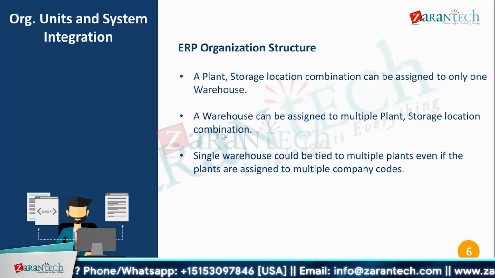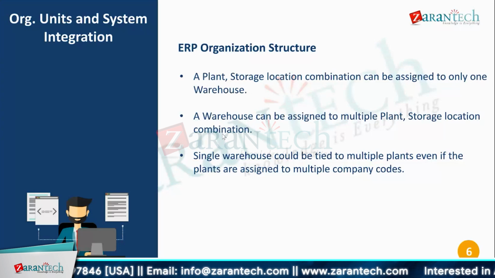Yeah. So as you can see over here, this particular slide talks about the assignment relations. What it says is that a plant and storage location combination can be assigned to only one warehouse, whereas a warehouse can be assigned to multiple plant and storage location combinations, right? So simple example. Let's say I'm a manufacturing organization, and I've got different distribution center warehouses across the country. So when I'm manufacturing, it will not be just one manufacturing plant, it can be multiple manufacturing plants, right?